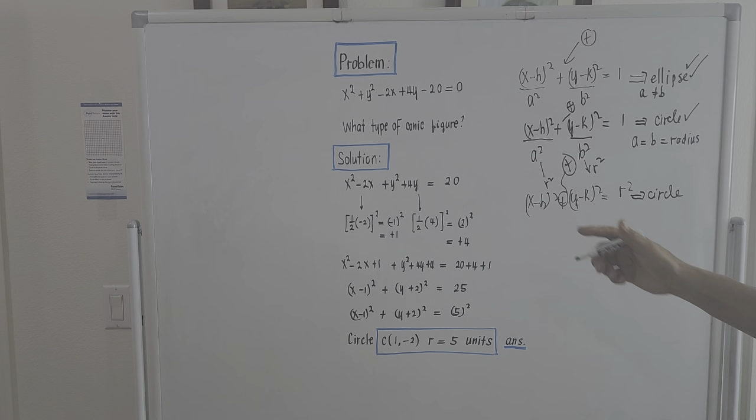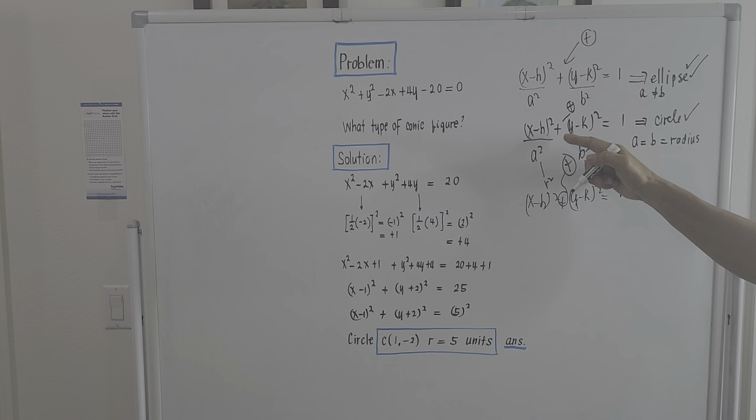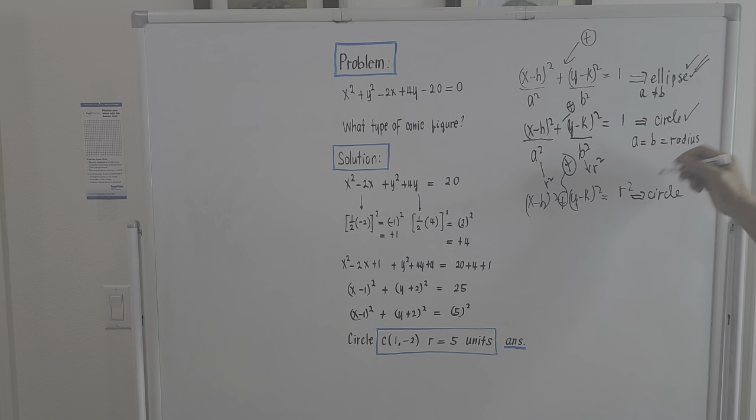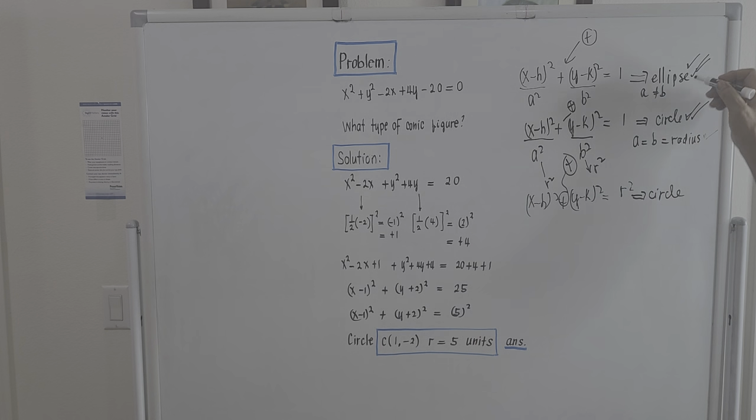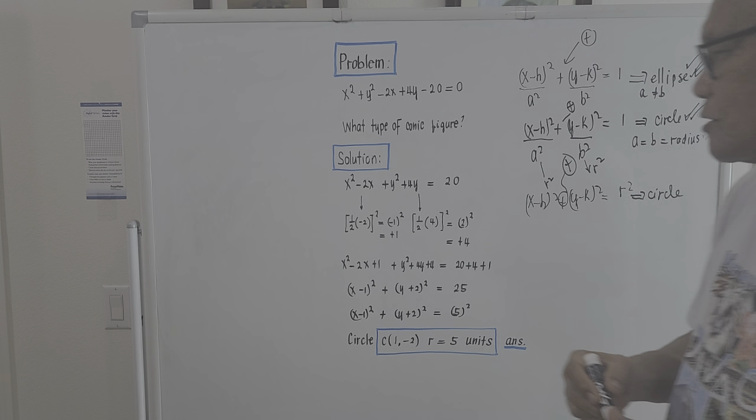Let's try to see if the sign of the term separating the x minus h and y minus k is a plus. If it's a plus, it's either an ellipse or it could be a circle. It depends on the value of a. If a is equal to b and equal to radius, it will come out to be a circle. If they are not equal, it will be an ellipse. Okay, let's try to bring out the solution.